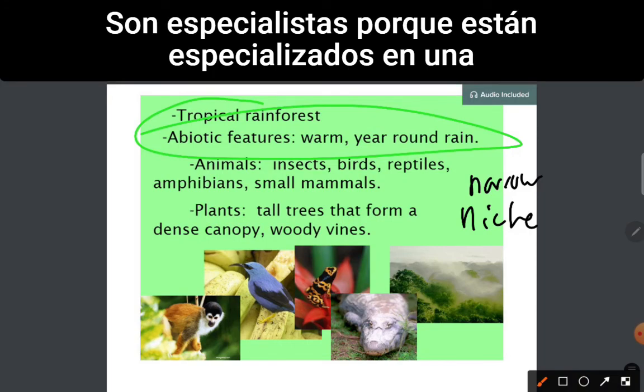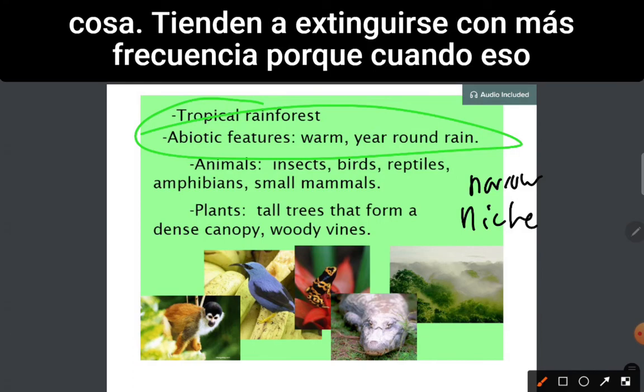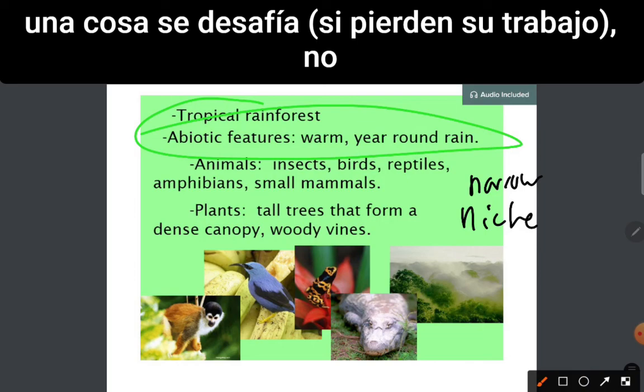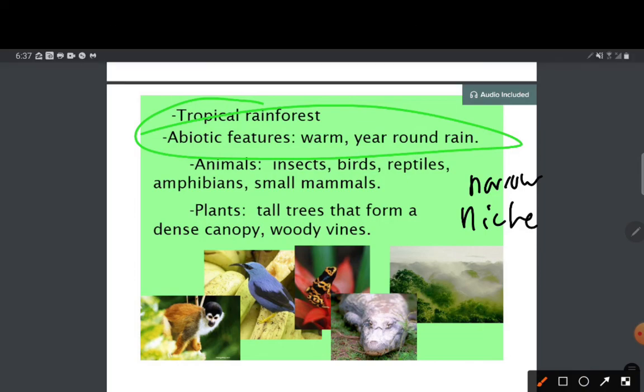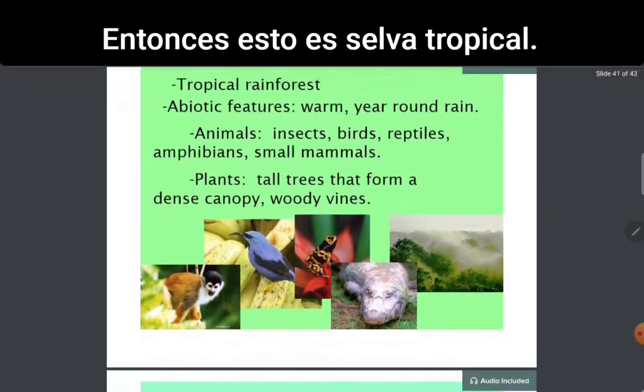Because they are specialized in one thing, they tend to go extinct more often because when that one thing is challenged, if they lose their job, they don't have any other options, right? Okay, so this is the tropical rainforest.